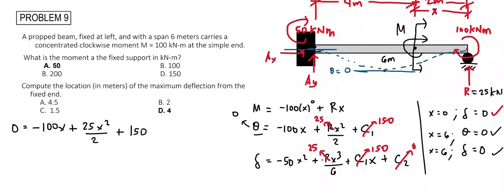And the answer to this problem, the location of the maximum deflection of the beam from the fixed end, that is 6 meters minus 2 equal to 4 meters. And this is the final answer to our second problem. And for the first problem, that's the moment at the fixed support that's equal to 50 kilonewton meters. And these are our final answers.